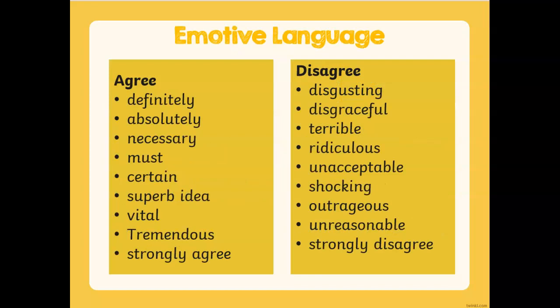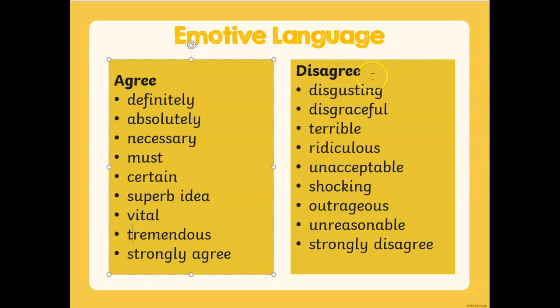So here's some examples of emotive language you can use. Emotive comes from the word emotion. So language that makes you feel emotional, brings on an emotion in you. When you agree, you could use emotive language such as definitely, absolutely, necessary, must, certain, superb idea, vital, tremendous, or I strongly agree.